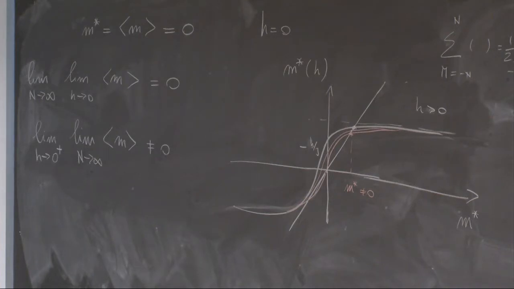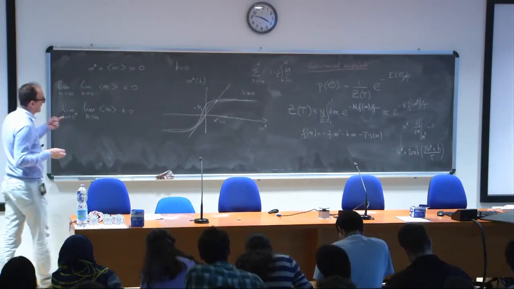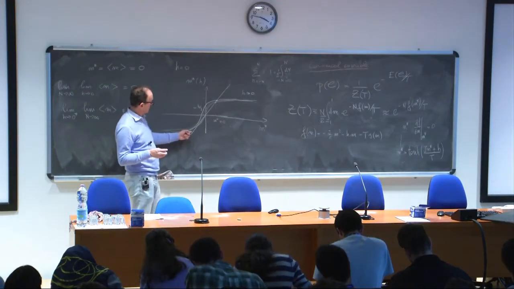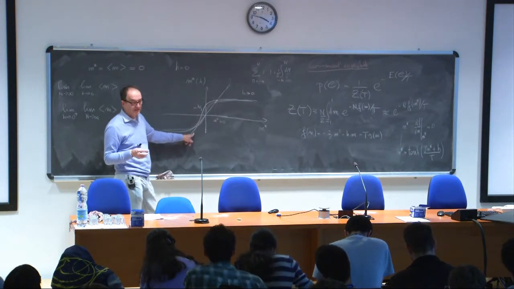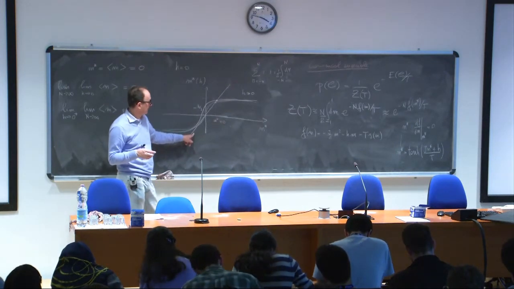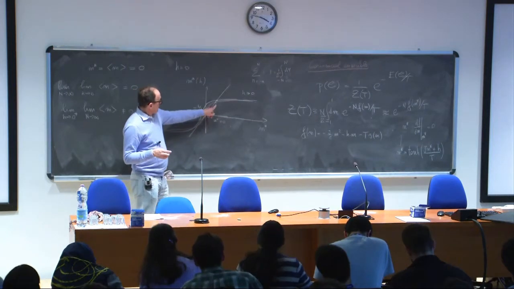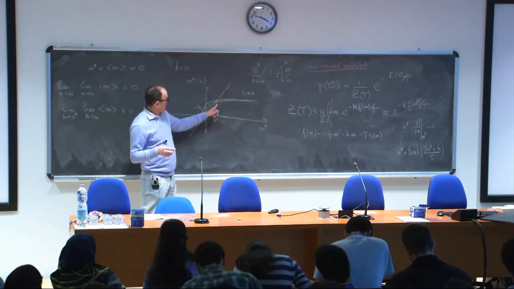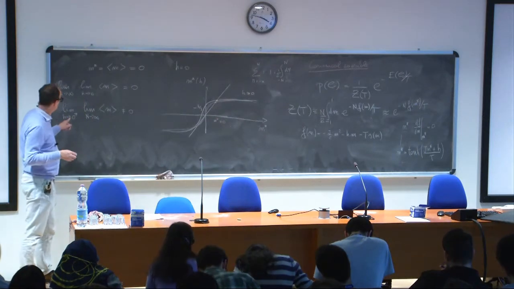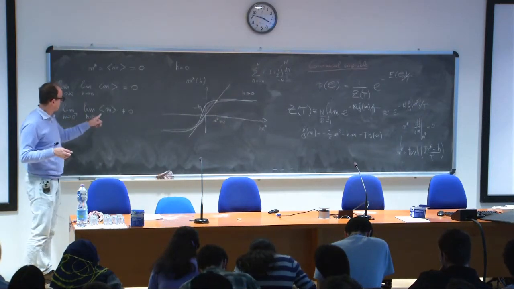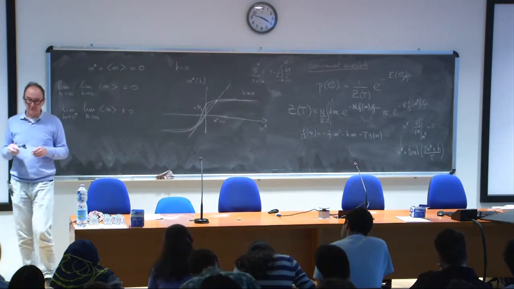So you see the solution of this equation when h goes to zero from a positive side, or I could have done it from the negative side. Actually, if I had done it from the negative side, you would have guessed that the intersection would have been on this other side. Okay? So what you get in this case is that the limit when h goes to 0 plus is different from 0.